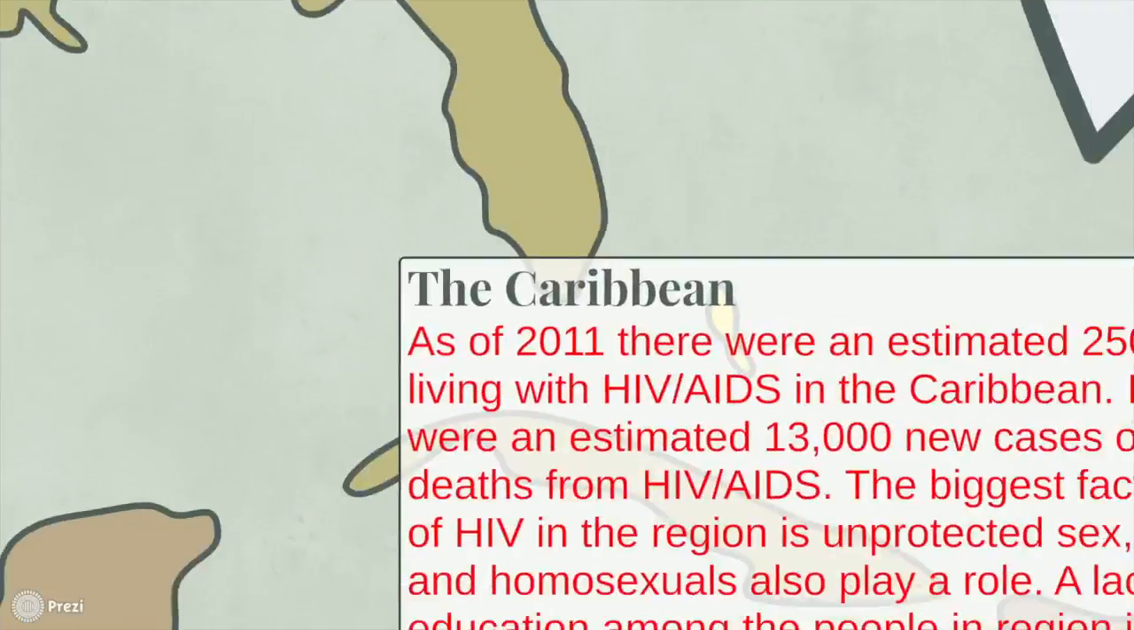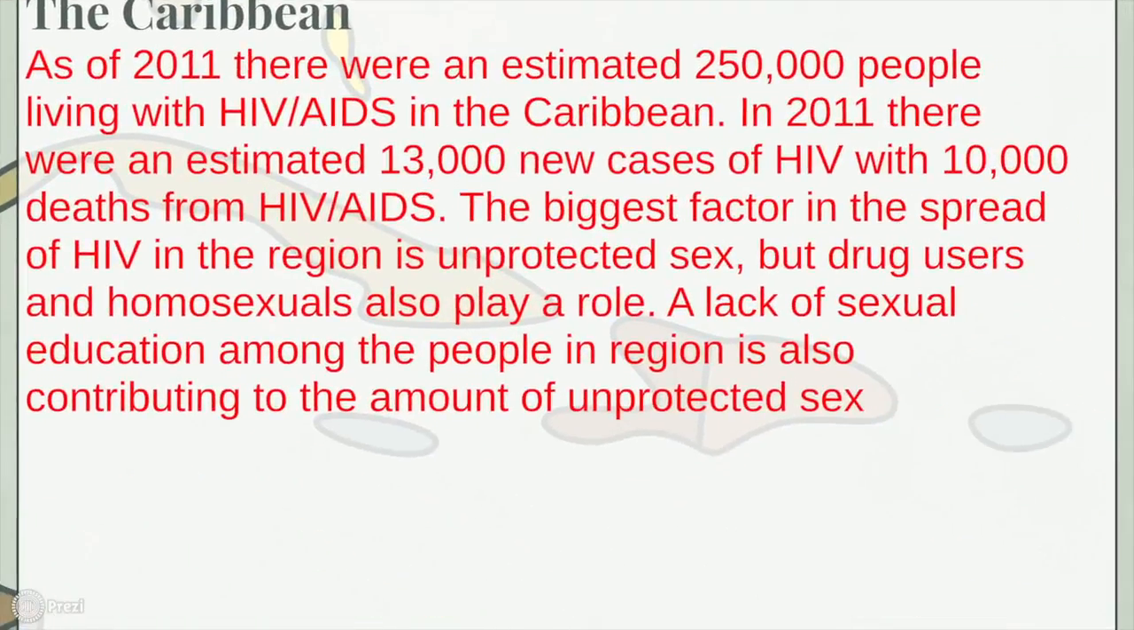As of 2011, there were an estimated 250,000 people living with HIV and AIDS in the Caribbean. In 2011, there were an estimated 13,000 new cases of HIV, with 10,000 deaths from HIV and AIDS. The biggest factor in the spread of HIV in the region is unprotected sex, but drug users and homosexuals also play a role.